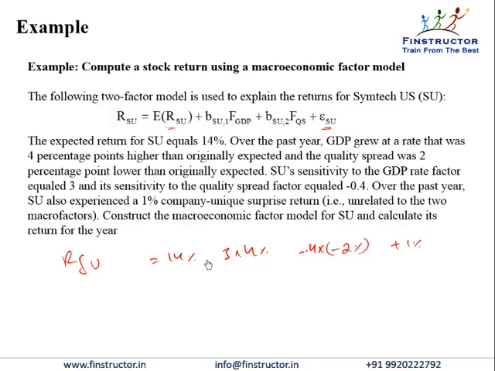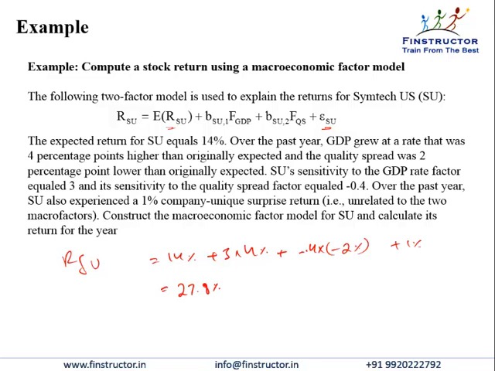So it will be 14%, that is the expected return. Very important to remember, in the macroeconomic model, the constant is the expected return, not the risk-free rate, as will be the case in many other models. Plus 3 into 4% plus minus 0.4 into minus 2 plus 1%. Which comes out to be 27.8%.